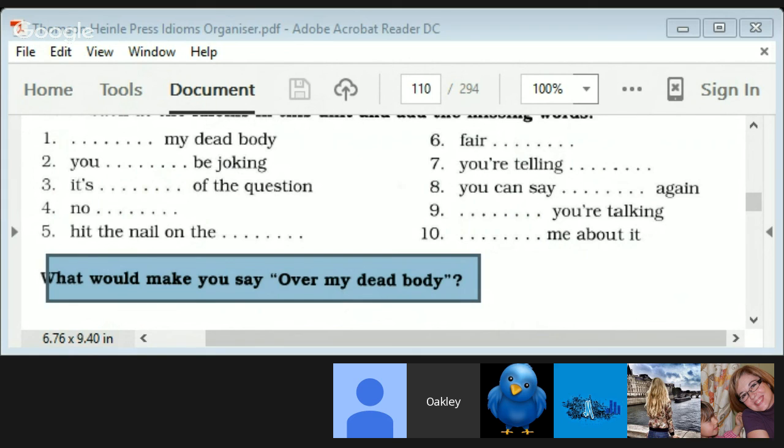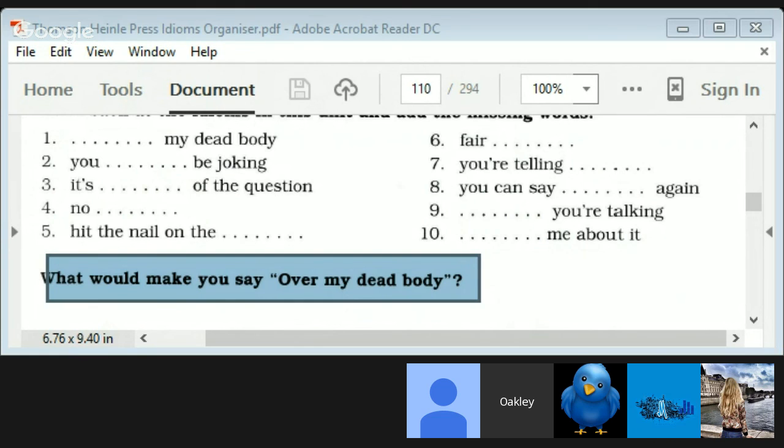Roberto, how about you? Have you ever used the expression "over my dead body"? Maybe, I don't remember. The expression is very similar in Spain, but I don't usually use it. Okay. We've been looking at idioms that we use when we're in strong agreement or disagreement. Bye, Anna. Take care.